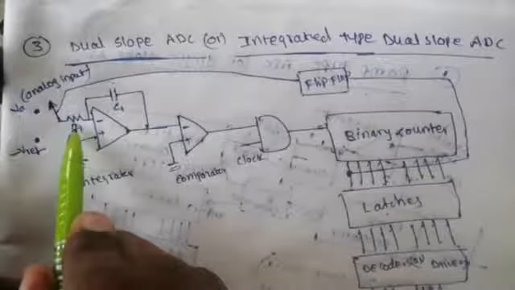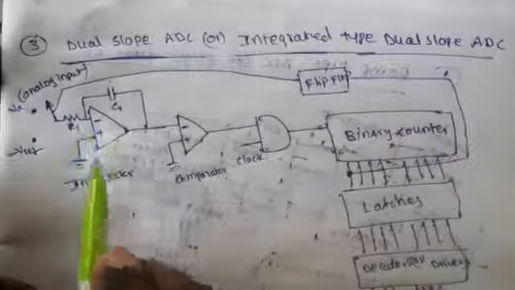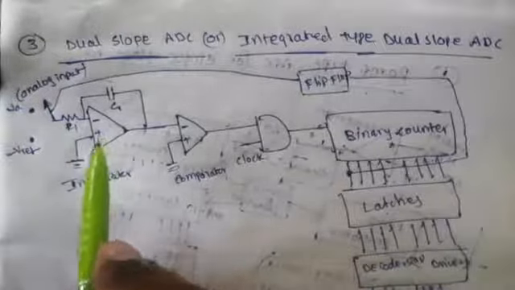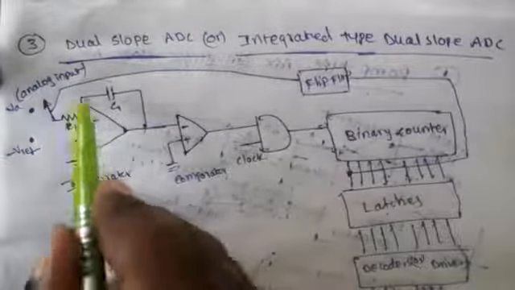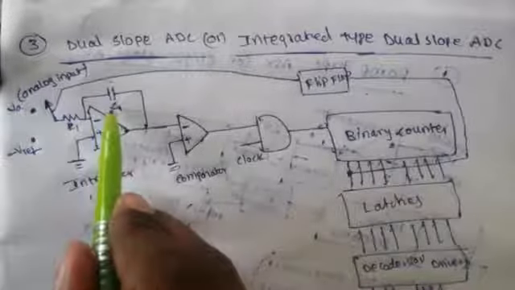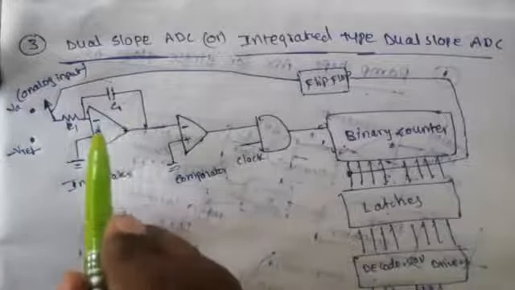So it will have an RC element along with an operational amplifier. This one was already discussed in the analog electronics subject. So this operational amplifier, along with the input side, we are connecting R, and on the output side, the feedback path side, we will connect a capacitor. This will act as an integrator.